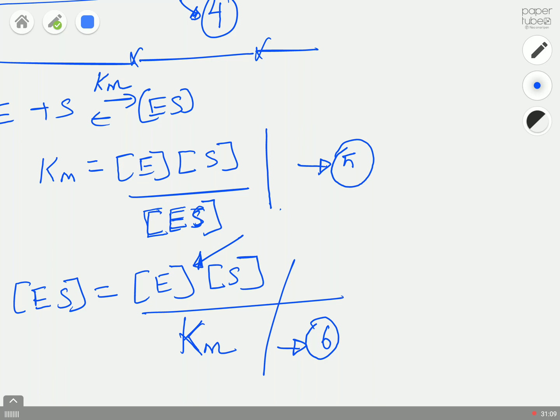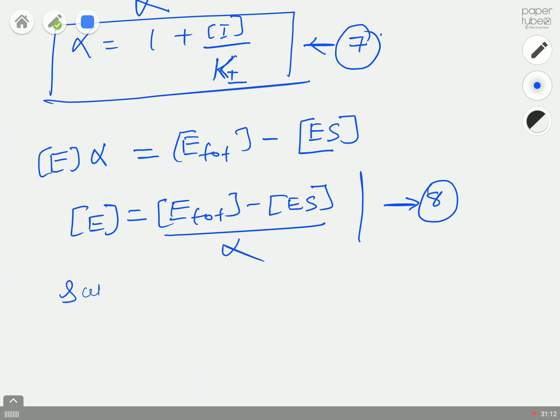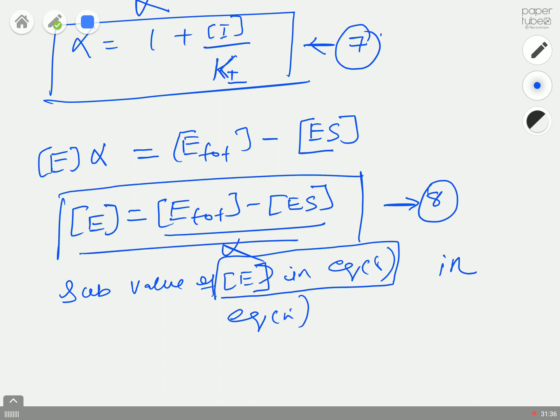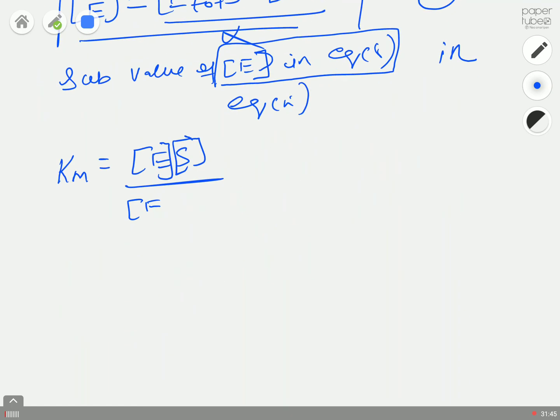Okay, I think we have to use equation 8. So substitute the value of enzyme concentration from equation 8 in equation 5. We know the concentration of E from equation 8. All we need to do is substitute this equation 8, which is shown here, in equation 5. So equation 5, I'm going to rewrite it: enzyme concentration multiplied by substrate concentration divided by enzyme substrate concentration. So we need to substitute this value for your enzyme. So I'm going to do that.